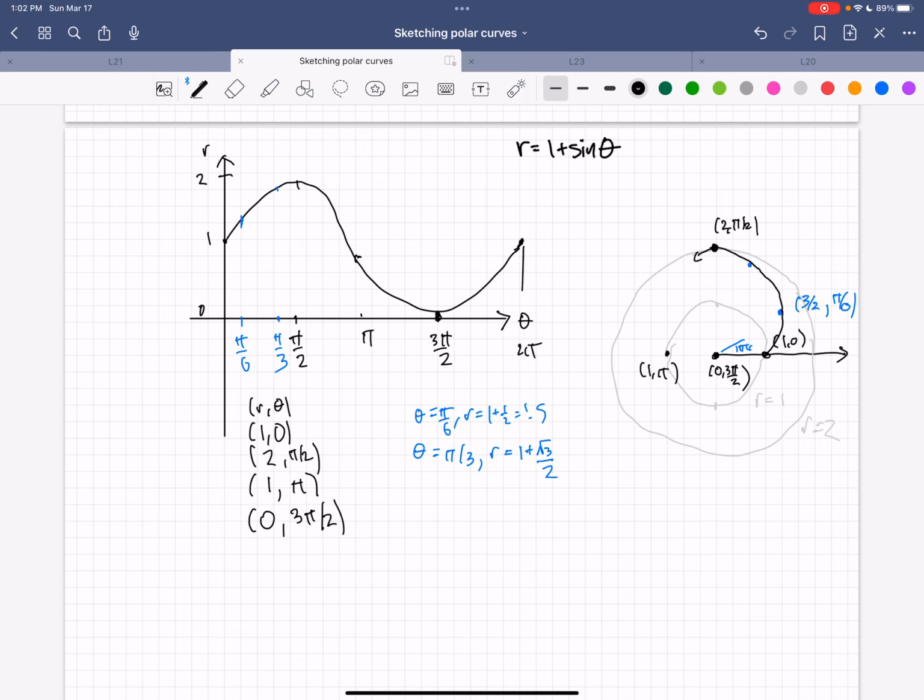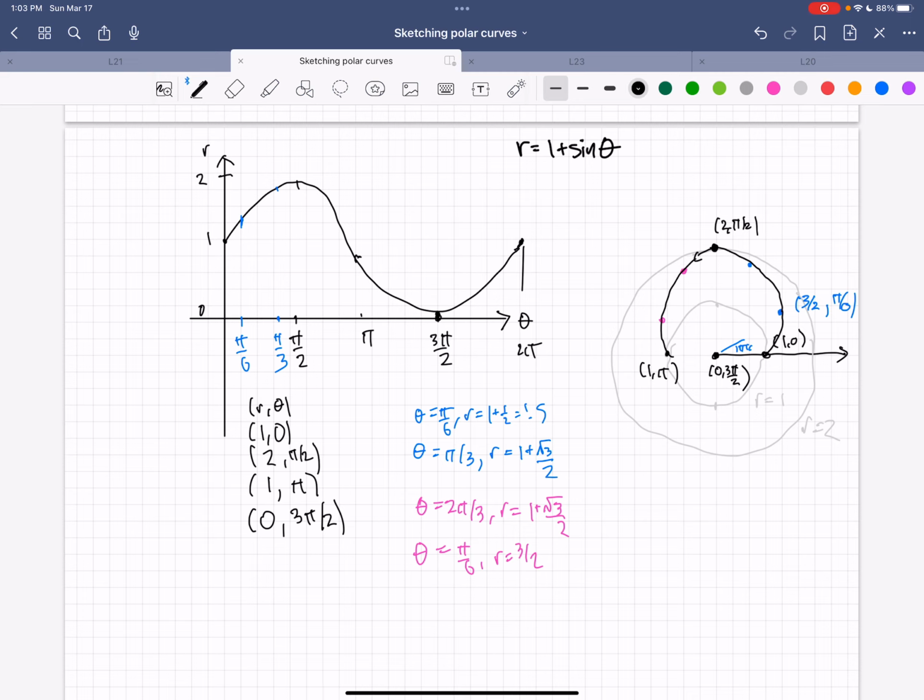And then if we also get the points for 2 pi over 3, we'll also get the same r value here because of the symmetry of cosine and sine, which means that a lot of these shapes end up having some symmetry. So that one's right there. When theta is pi over 6, r is going to be 3 over 2 again. And so then that's how we get here.